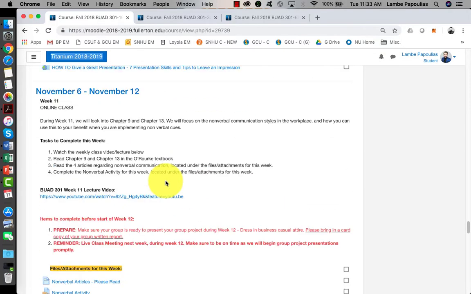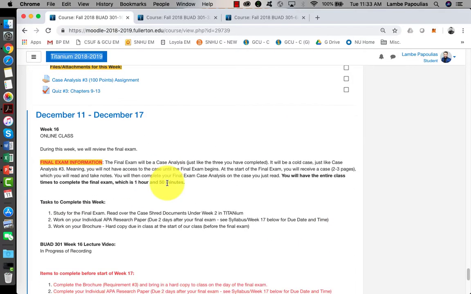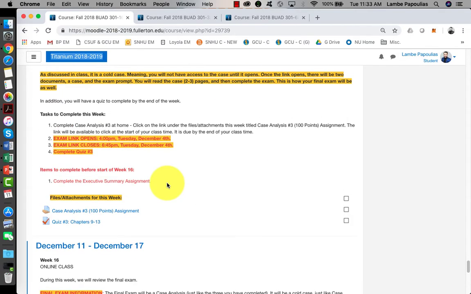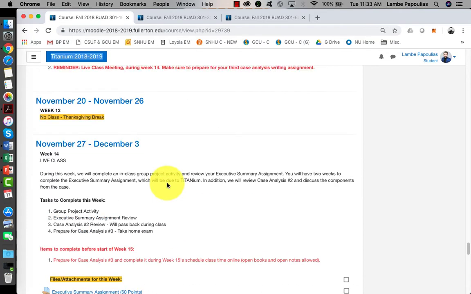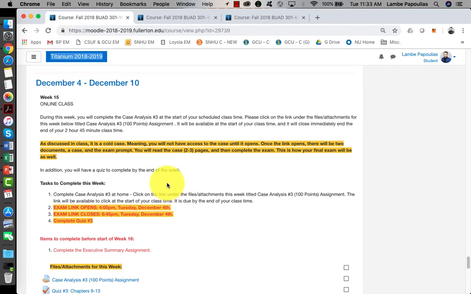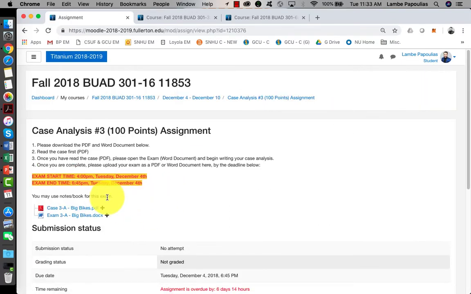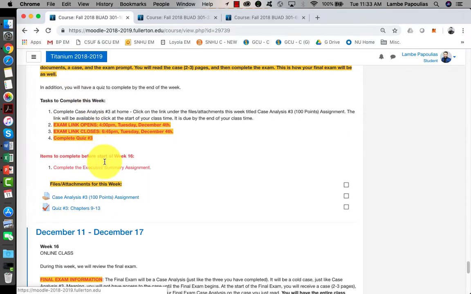But again, it will be a cold case, meaning you will not get the case until the start of the final exam. Very similar to what you had for case analysis number 3, which is right here. Your case analysis number 3, if you remember, you had a case that you read and then you had an exam. Your final exam will be the exact same way. You will have a case to read and then the exam to take.